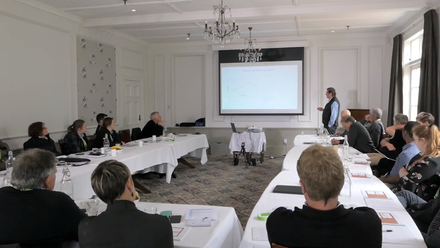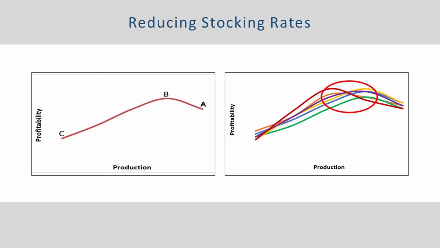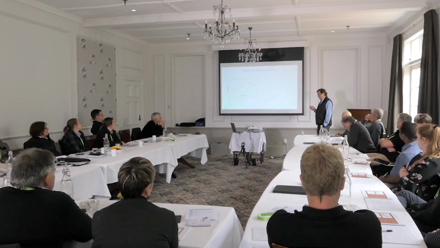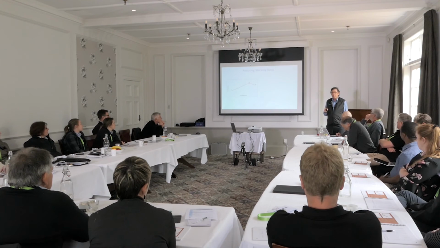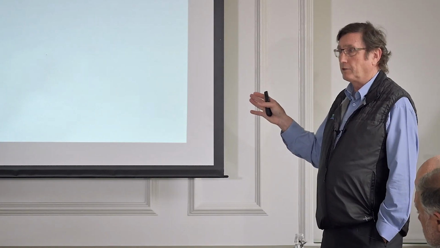So what we've got here is a profitability curve. So we're operating at point A, which is over the top of the curve. So if we reduce our stocking rate, reduce our feeding level, we'll reduce our production. But that's fine. We're moving back up the curve to B. At point B, we've reduced our greenhouse gas emissions, we've reduced our nutrient discharges as well, and we're making more money because we've improved the efficiency of the farm operation. So we've hit nirvana. The problem is, this is a point in time exercise.